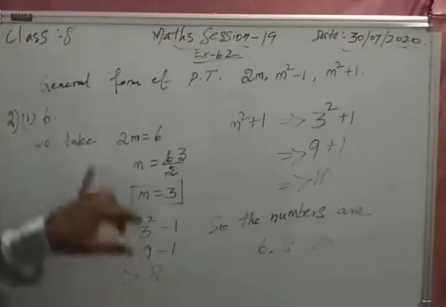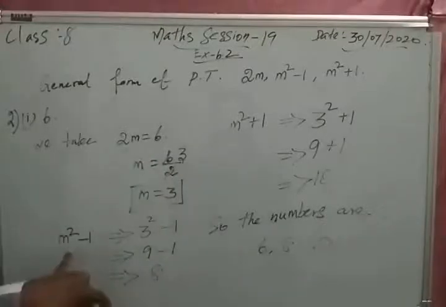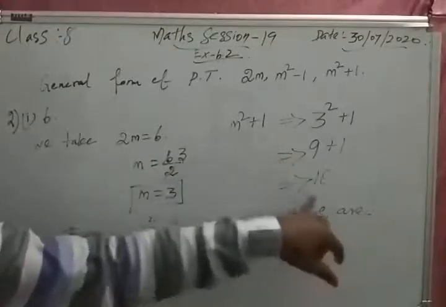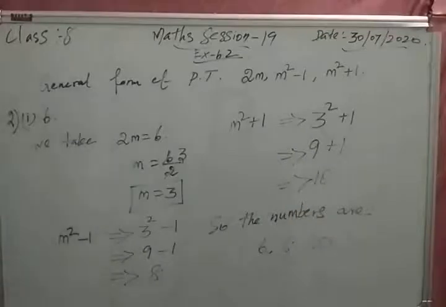So the numbers are 6. 2m is equal to 6, m squared minus 1 is equal to 8, m squared plus 1 is equal to 10. We have written the values 6, 8 and 10. Understood? Same like this we have to do the second one also.